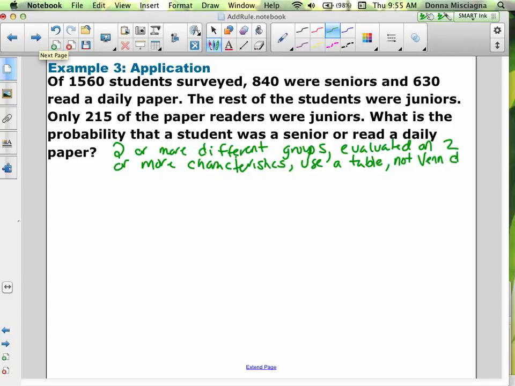Because a Venn diagram lets us evaluate a single characteristic, a single grouping. We can have 2 groups, we can have 3 groups, but we're looking at, do you go in this group, do you go in this group? If we've got, are you in this group, and if you're in this group, are you this one or that one? That's too many groups. So when we have to compare on different characteristics, we're going to make a table. A table will be easier. So let's make a table.